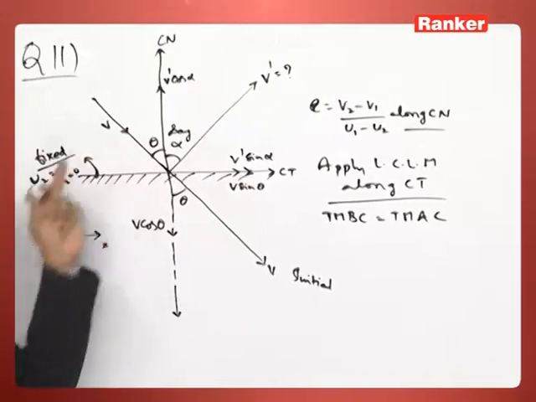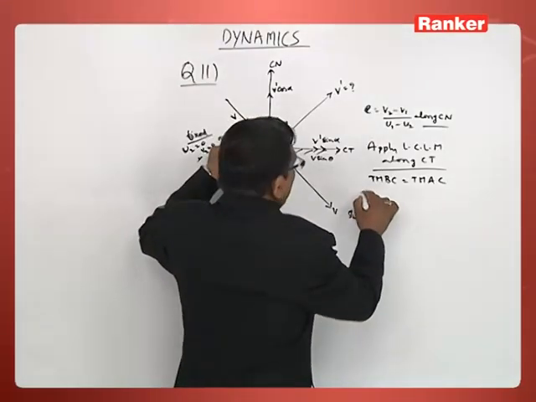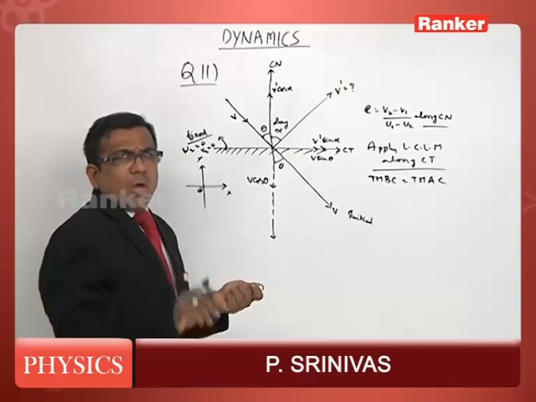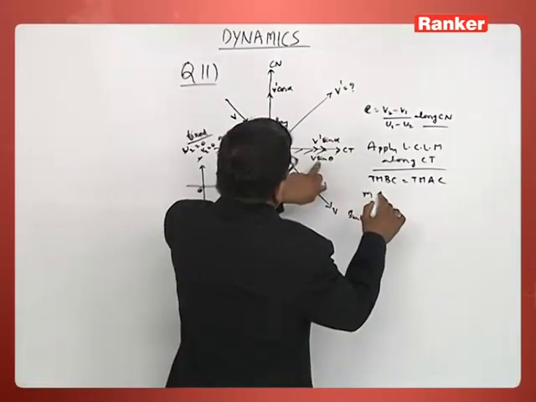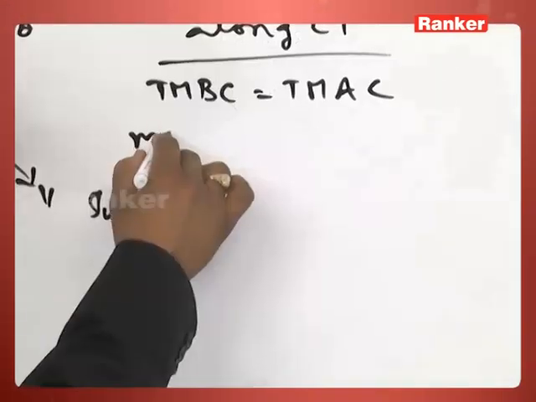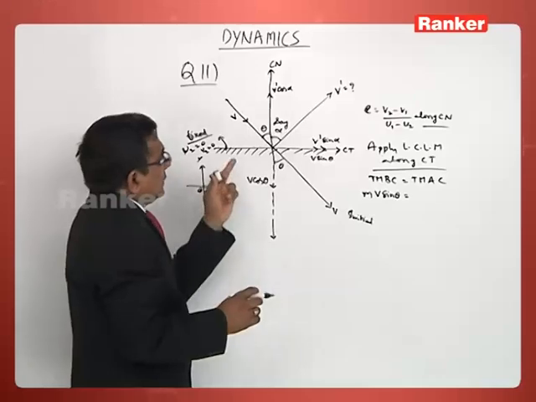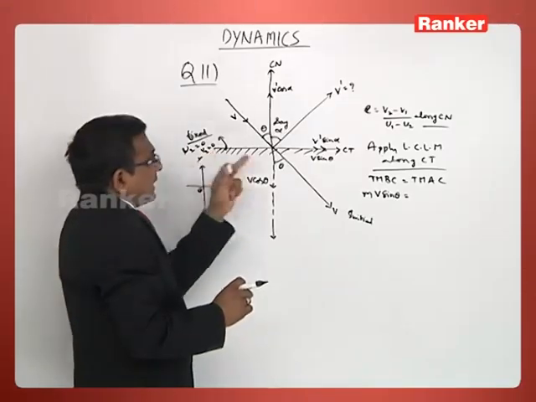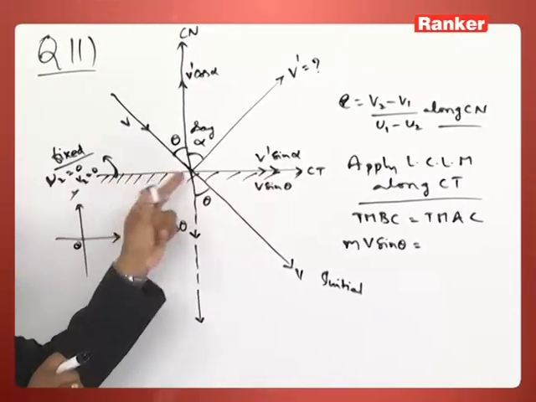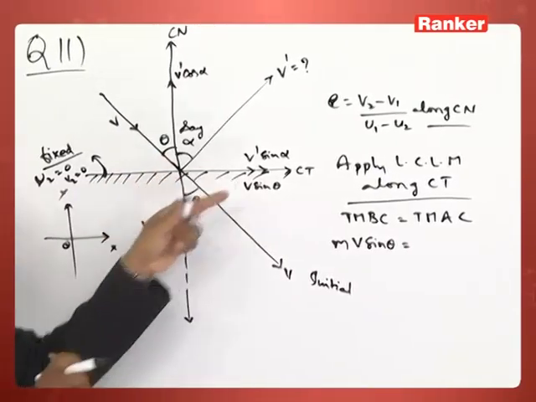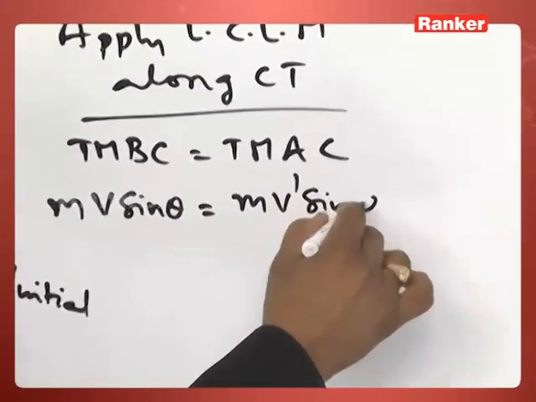Therefore, total momentum before collision along the common tangent direction, if you take, the mass is what? Ball of mass m, moving with a velocity in this direction, initially v sin theta, and before collision this is at rest, so that velocity I am not taking. After collision also this is at rest, only the ball is moving, so in that direction I can take m v prime sin alpha.